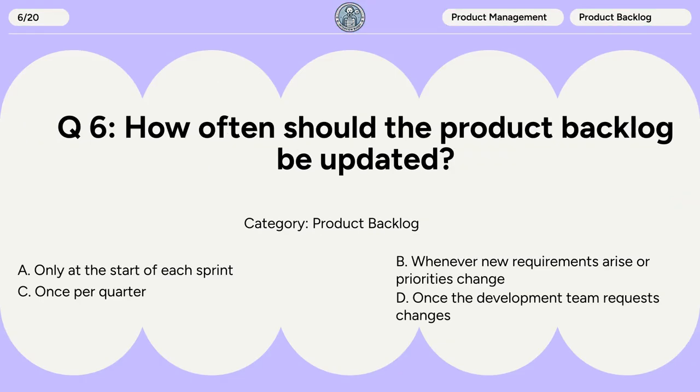Question 6. How often should the product backlog be updated? A. Only at the start of each sprint. B. Whenever new requirements arise or priorities change. C. Once per quarter. D. Once the development team requests changes.